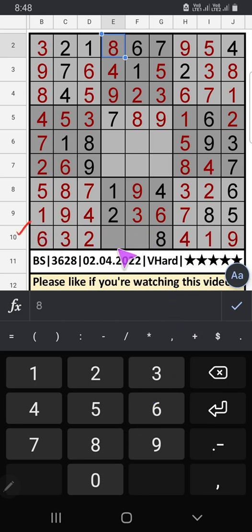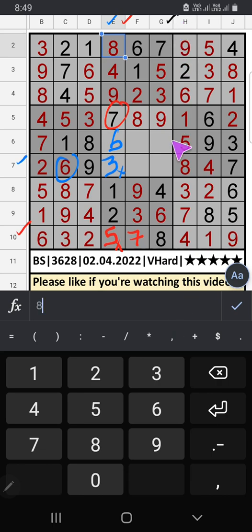10th row, two numbers are remaining, 7 and 5. Column E, we got 7, so 7 can't come in this cell, then 5 is here. Column E, two numbers are remaining, 3 and 6. 7th row we have 6, so 6 can't come in this cell, 6 is confirmed here, then 3 is here.